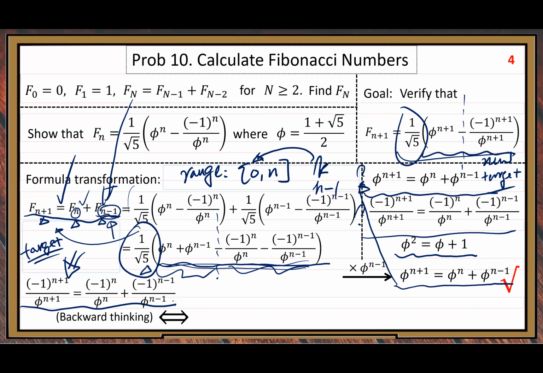Then we do the backward deduction. If this is correct, what can we get? We remove the common denominator, so we multiply the common denominator on both sides. After we eliminate the common denominator, we get this new form. One step of deduction, backward.